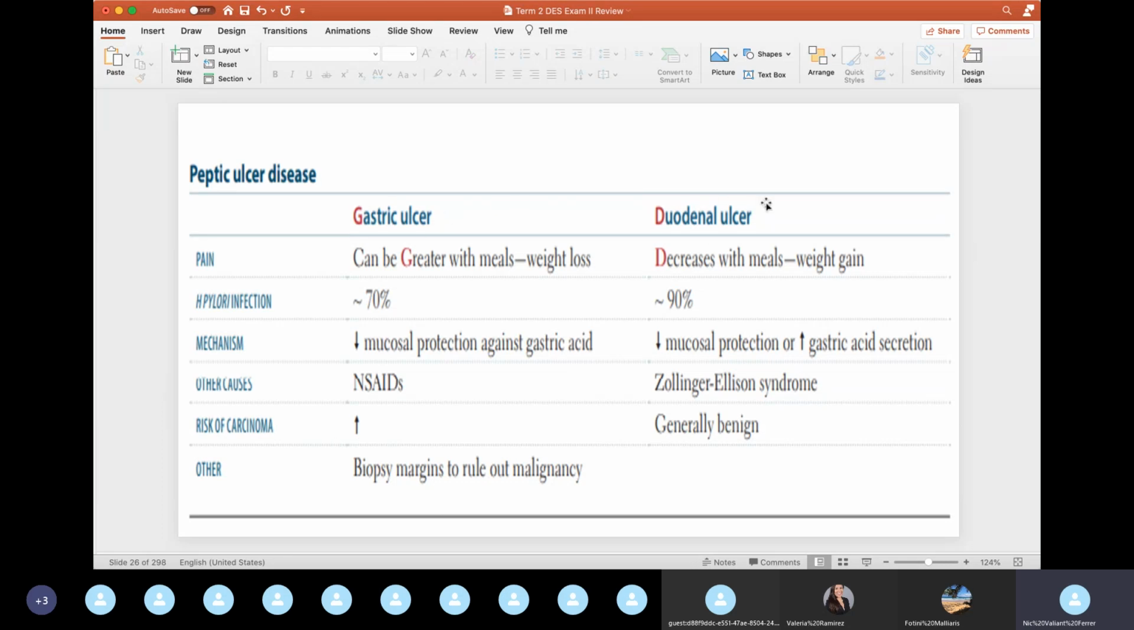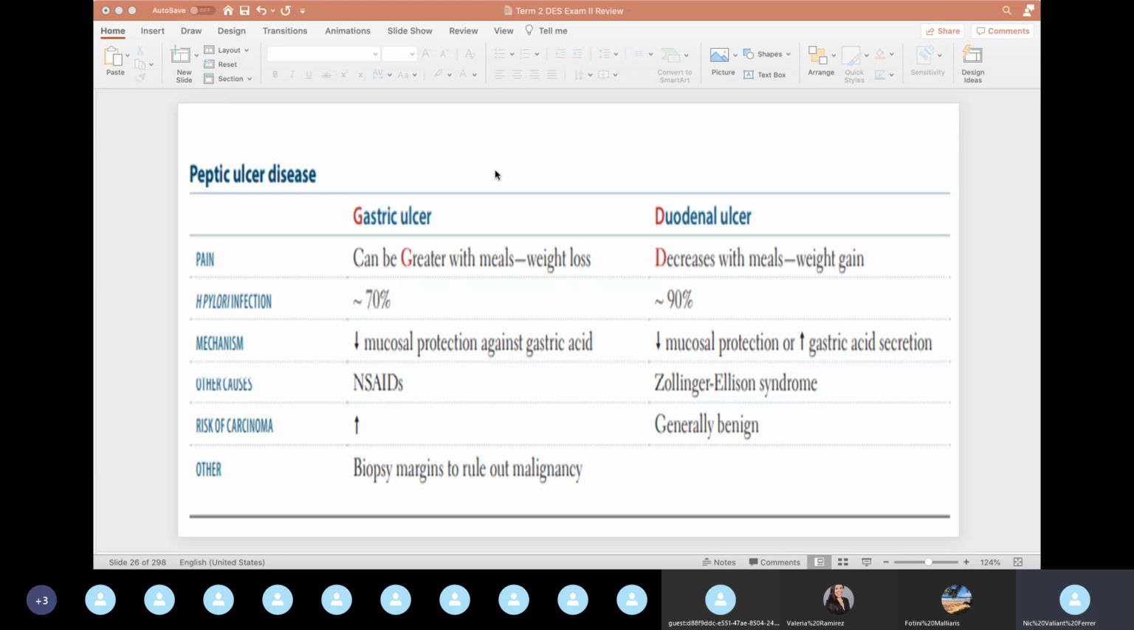Contrast this one with duodenal ulcer, which decreases with meals. So if you keep on eating, there is no pain. So you have weight gain. This is due to what? Decreased mucosal protection or increased gastric acid secretion. Other cause is Zollinger-Ellison syndrome. No risk of carcinoma whatsoever. This is benign. So let's summarize.